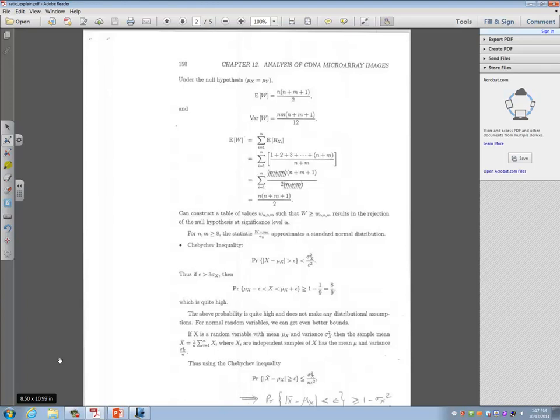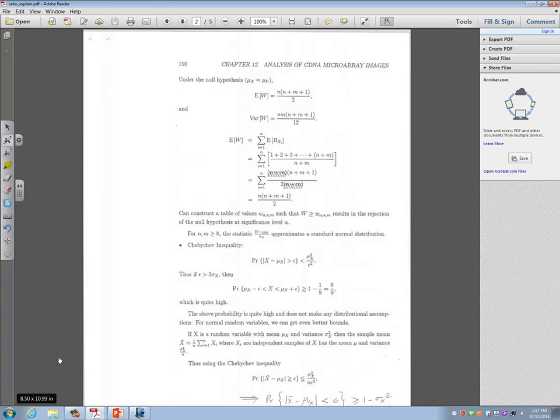So if x is a random variable with mean mu x and variance sigma x squared, then the sample mean x bar, which is 1 over n sigma i going from 1 to n x i, where x i are independent samples of x, has the same mean mu, but variance is sigma x squared over n. Right. So you can now apply the Chebyshev inequality to the sample mean.